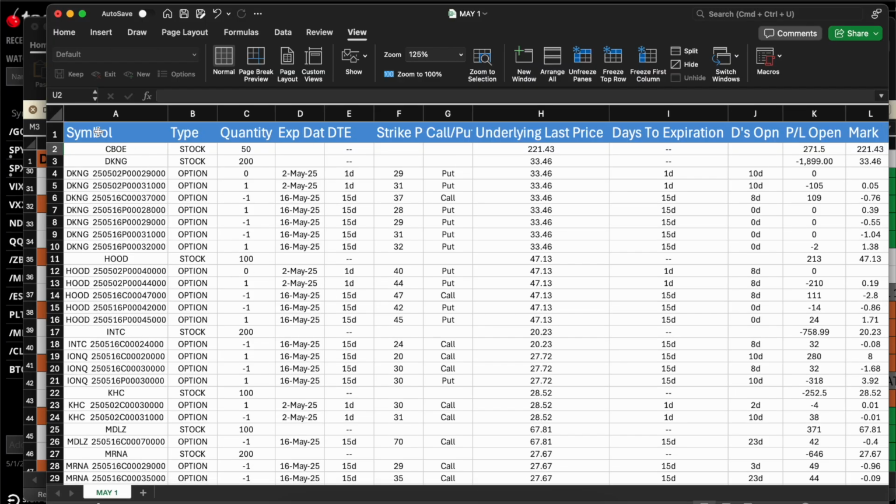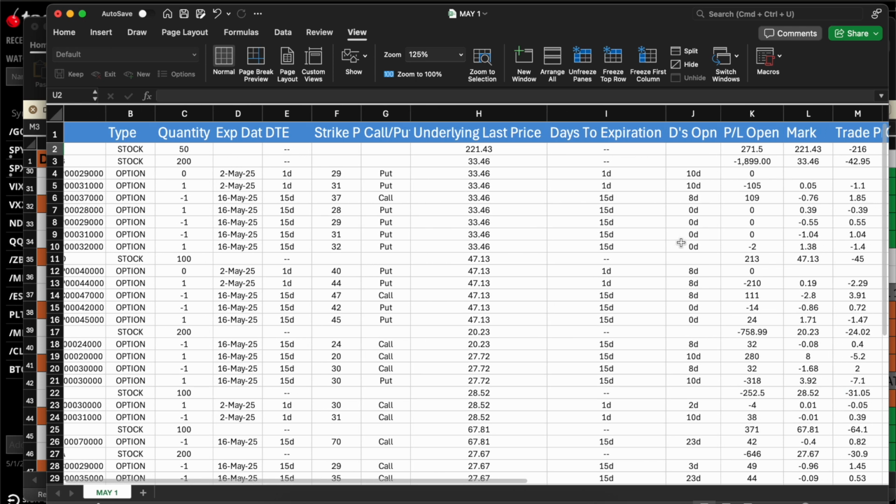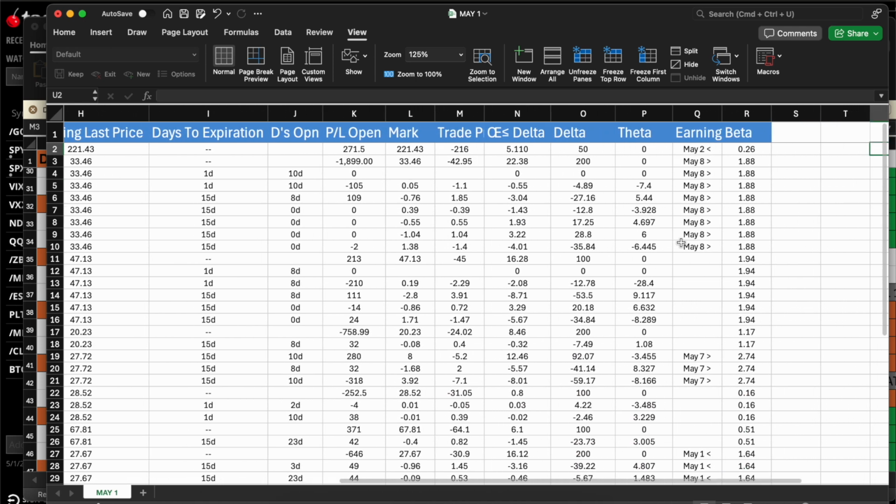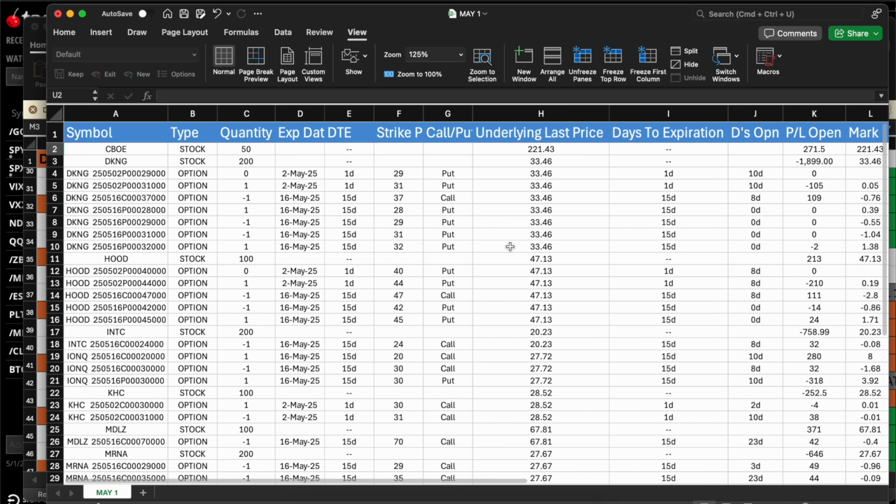If we take a quick look at the top row, symbol type, so it's going to be stock or an option. Quantity for the options, there's an expiration date with days to expiration. Strike price, and all the relevant information detailing the position. Now, one thing I want to briefly discuss is beta as it relates to hedging a portfolio, or positions in a portfolio.